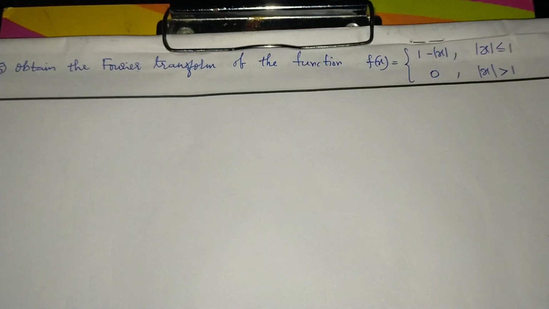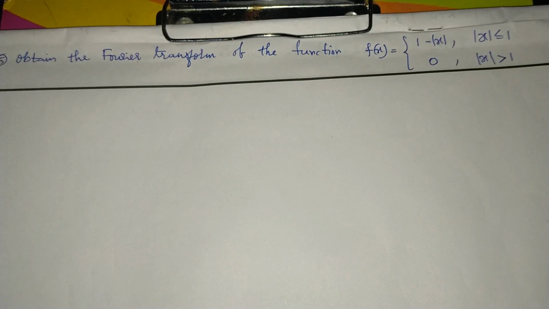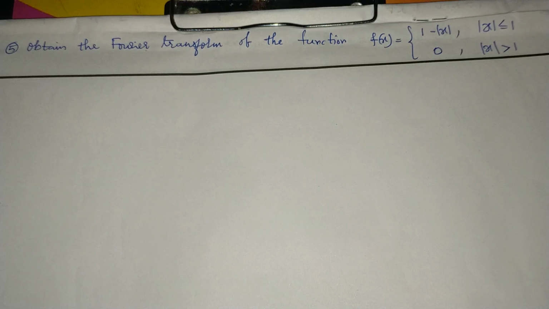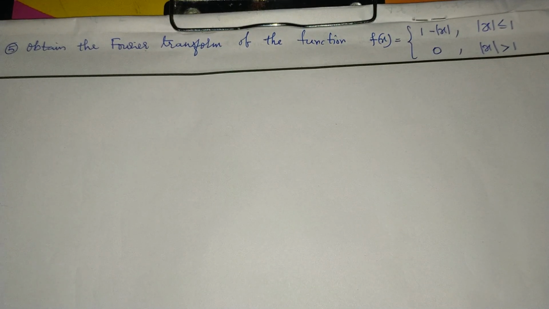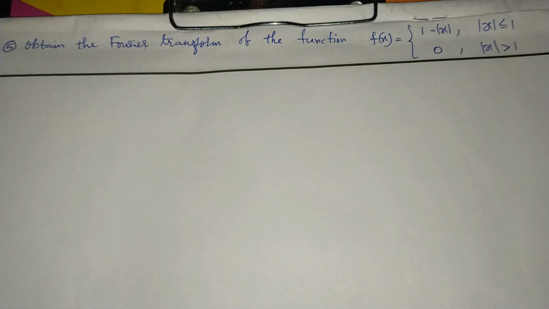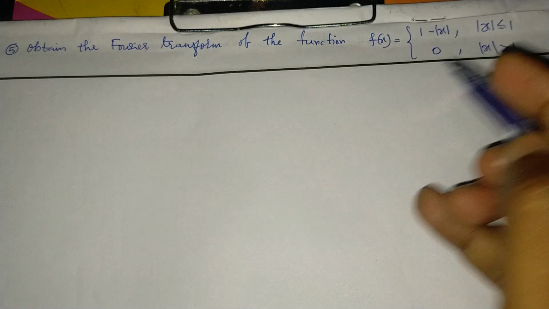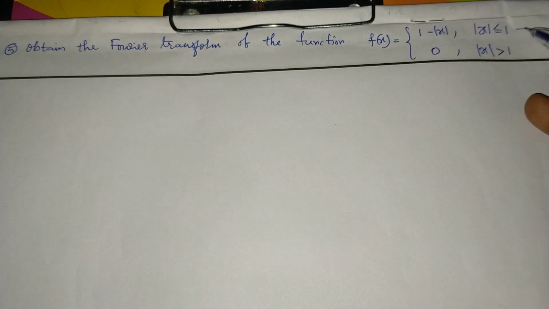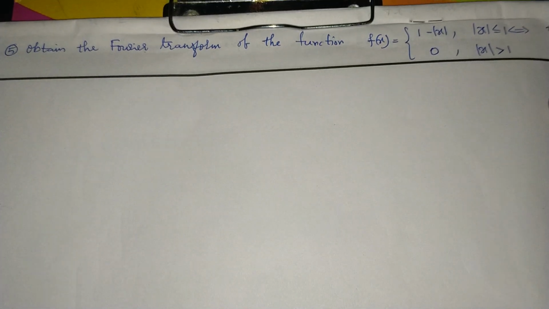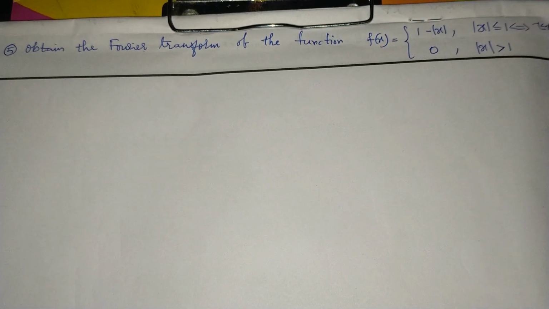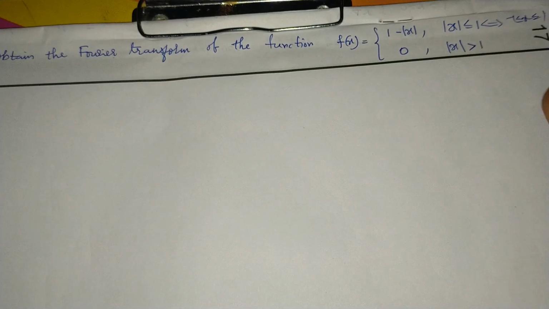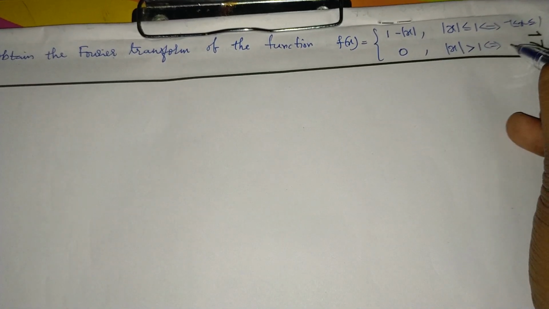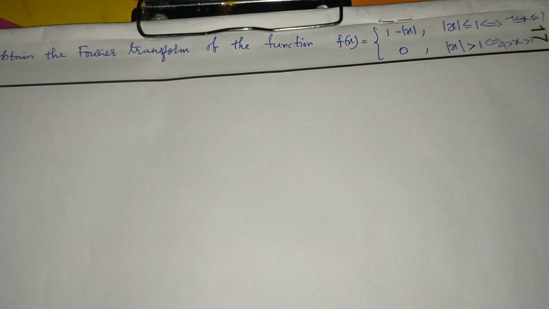So let us do the next problem. Obtain the Fourier transform of the function f of x equals 1 minus mod x, whenever mod x is less than or equal to 1, and 0 whenever mod x is more than 1. What do we mean by mod x less than or equal to 1? It's nothing but x is more than or equal to minus 1 and less than or equal to plus 1. And mod x more than 1 means x is more than 1 or less than minus 1.